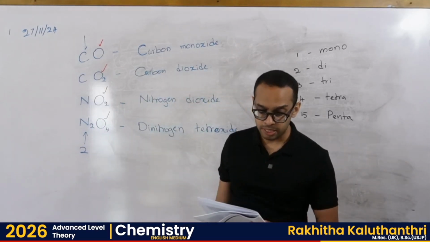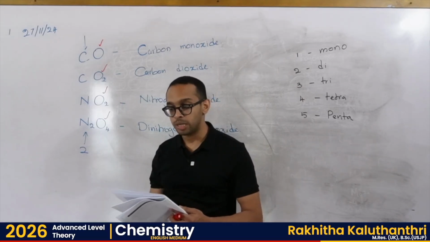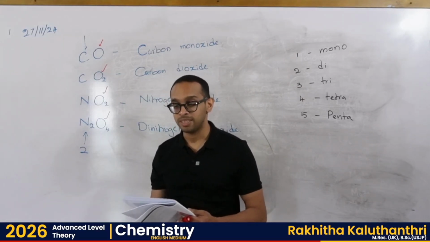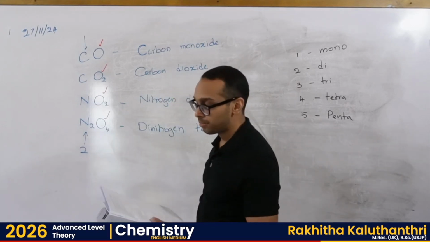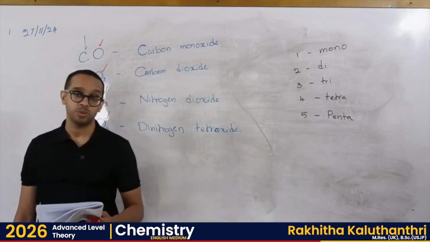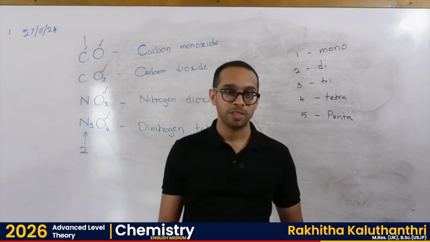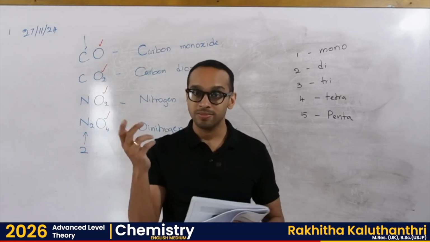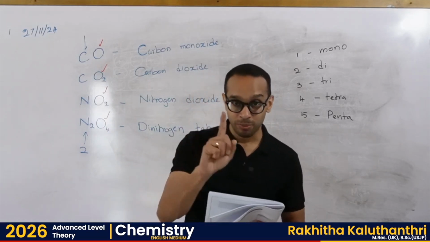The prefixes indicate the number of similar atoms, but mono is omitted for the first element, right? Prefixes indicate the number of each atom that is present in the molecule, and usually the mono is omitted for the first atom. So if there's only one of the first atom, we don't bother writing mono. We just write the name of the element and move on. And this is very important, right?